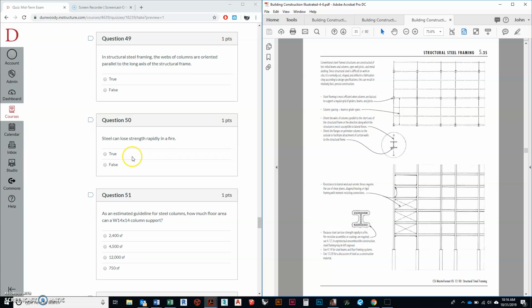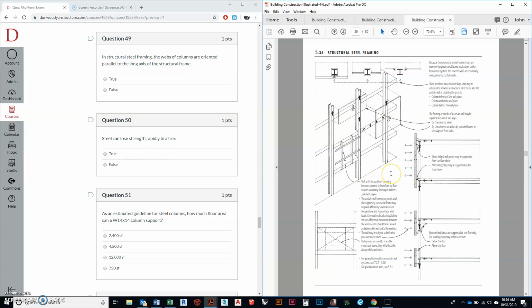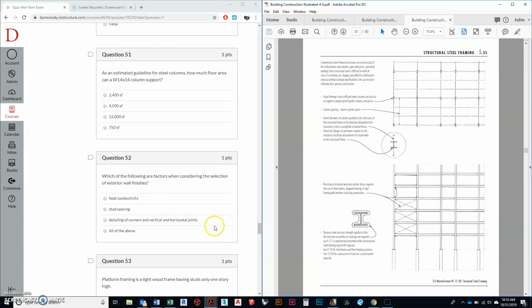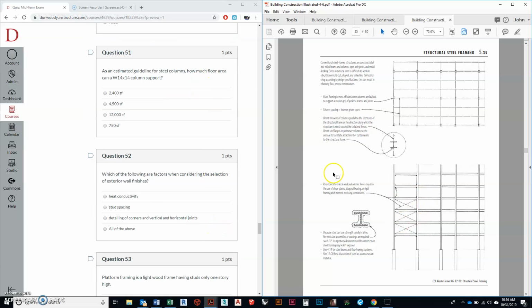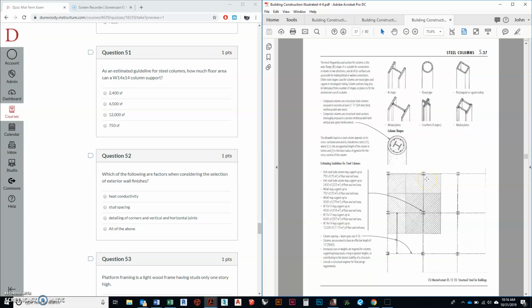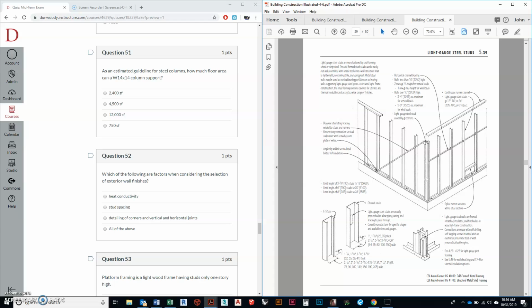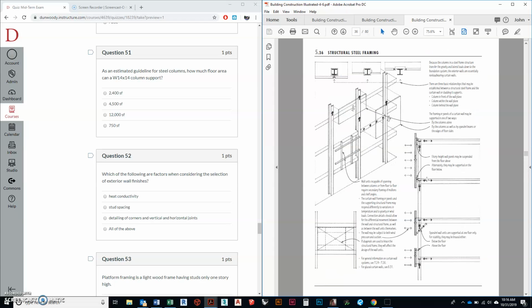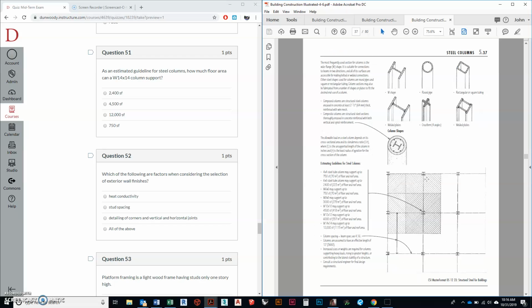Steel can lose strength rapidly in fire. We should all know that that's true. That is very, very true, and that's what that fire resistance is about. And estimate how much floor area can a W14 by 14 column support. So we have some help here. Oh, I'm getting ahead of myself. Sorry. See, I'm bouncing back and forth. Here it is, estimated guideline for steel columns. So a W14 by 14 supports 12,000 square feet.